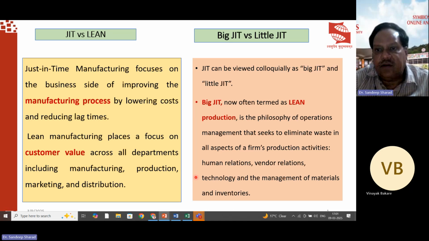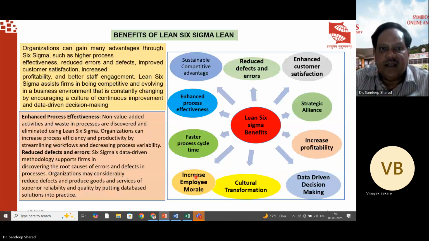JIT can be viewed as big JIT and little JIT. Big JIT is now often termed as lean production. It is a philosophy of operations management that seeks to eliminate waste in all aspects of the firm's production activities, human relations, vendor relations, technology, and the management of materials and innovations.